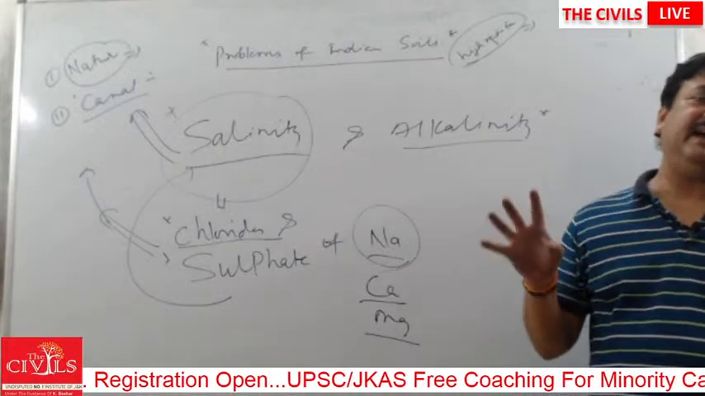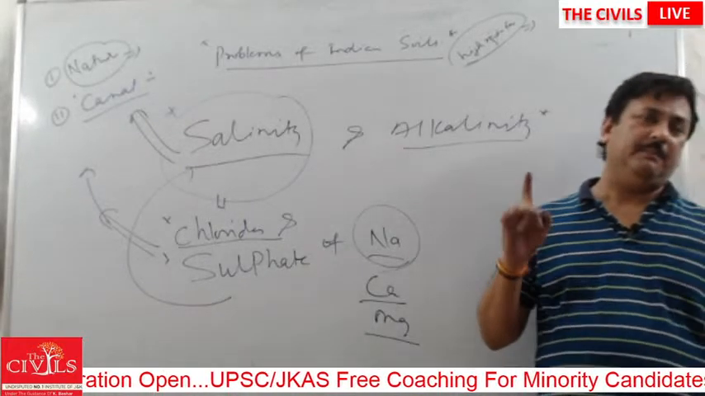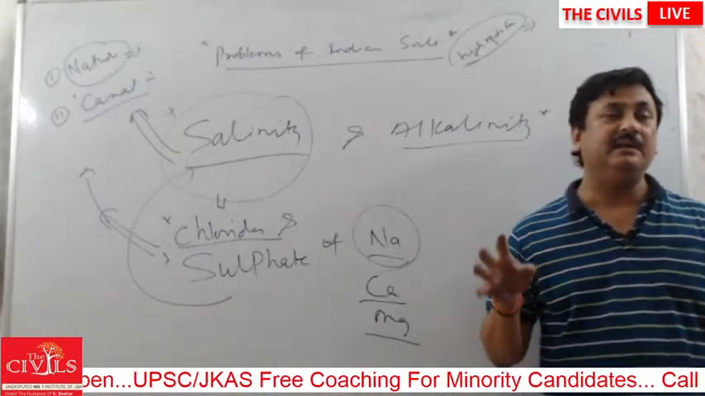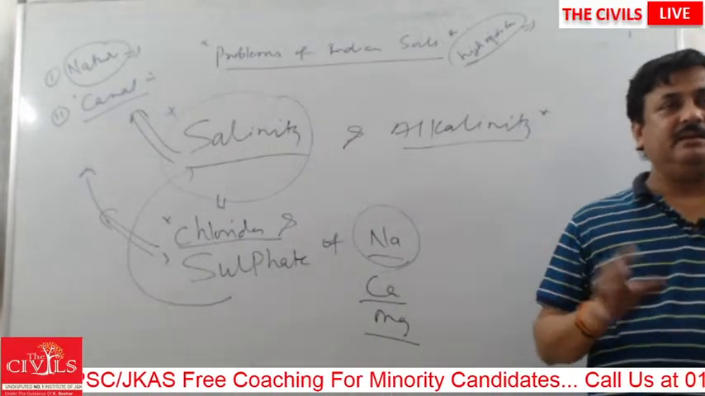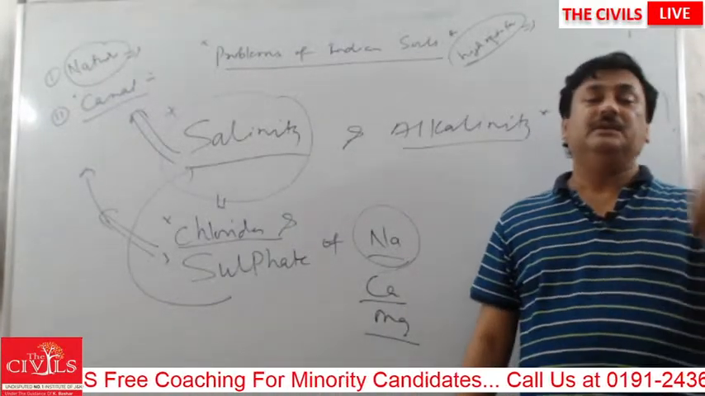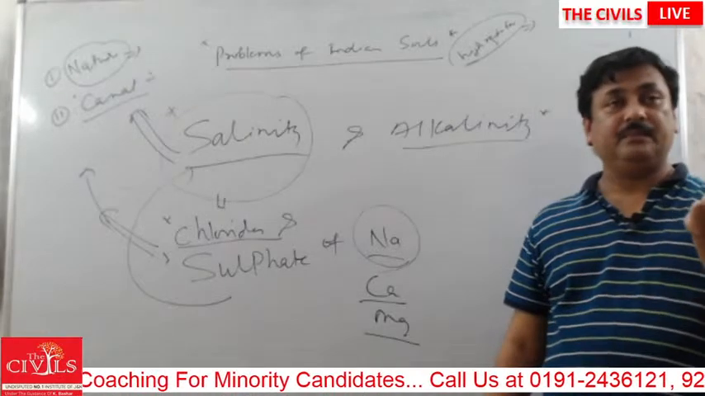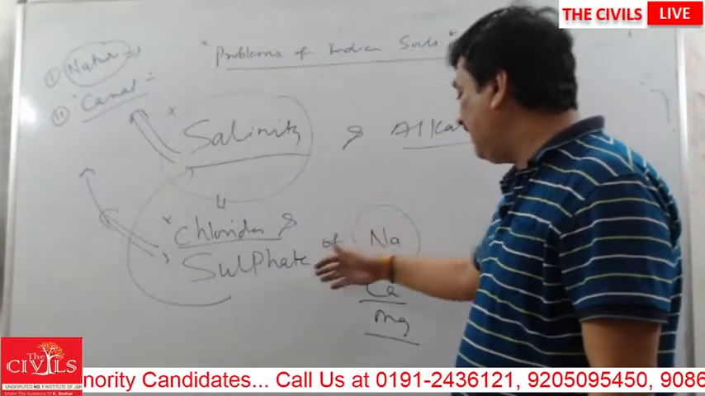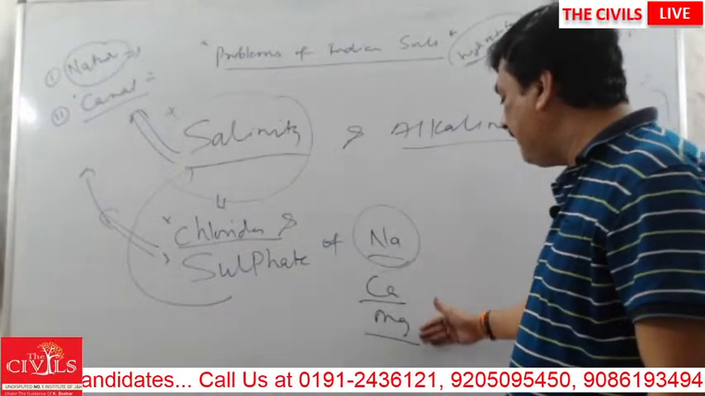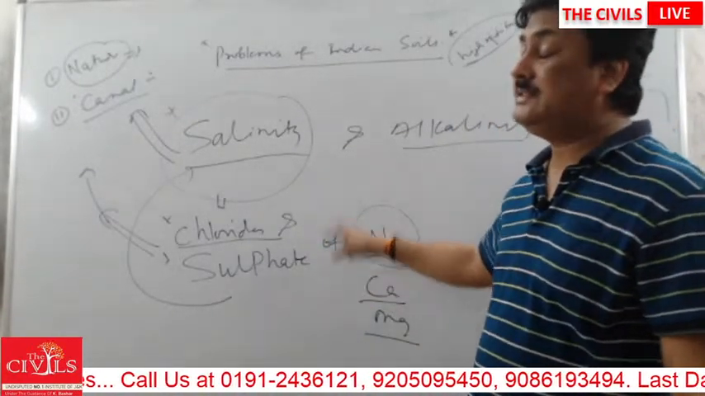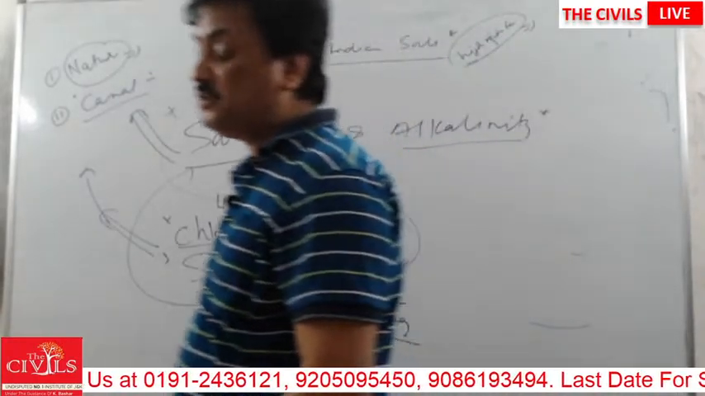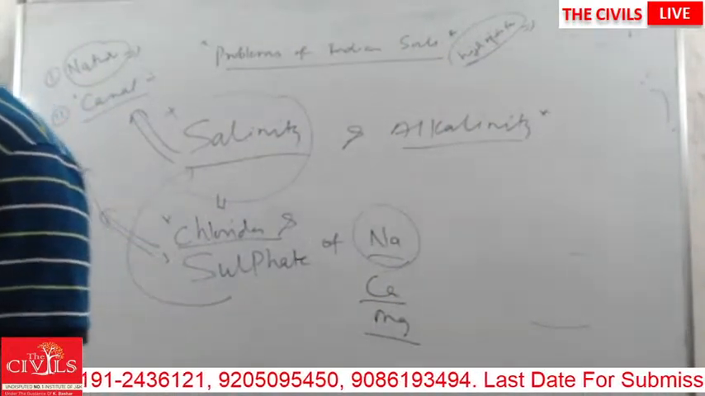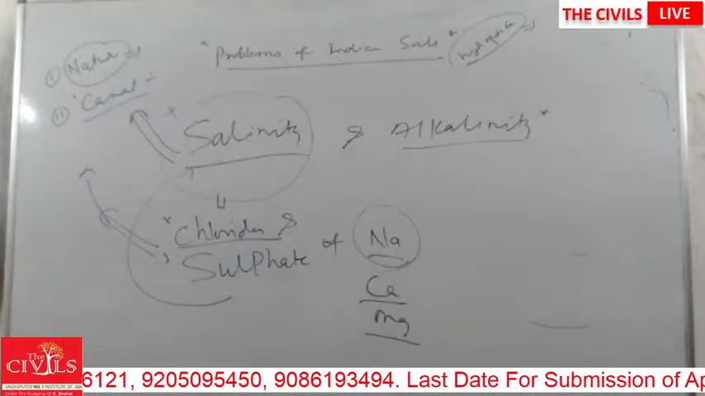And these areas, the green revolution area, Punjab, Haryana, Western Uttar Pradesh, are areas of dry region. Evaporation is high, so because of high evaporation, the amount of chloride and sulfate of sodium, calcium and magnesium is increasing, and this is the reason behind the salinity of soil.